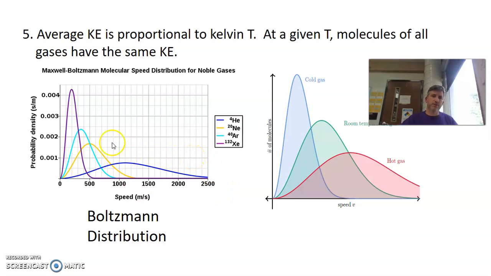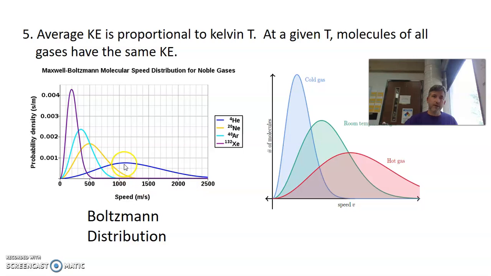Along the y-axis, we're talking about the number of molecules, or excuse me, the probability of finding a molecule that is traveling at a given speed. So speed is on the x-axis. You can see here we've got, for this left-hand graph, four different gases. These are all noble gases, so they're all nonpolar. And the one that is the least polar, because it has the smallest size, is helium, right?